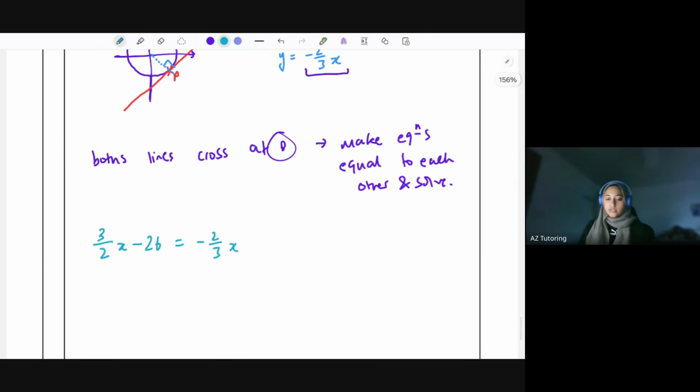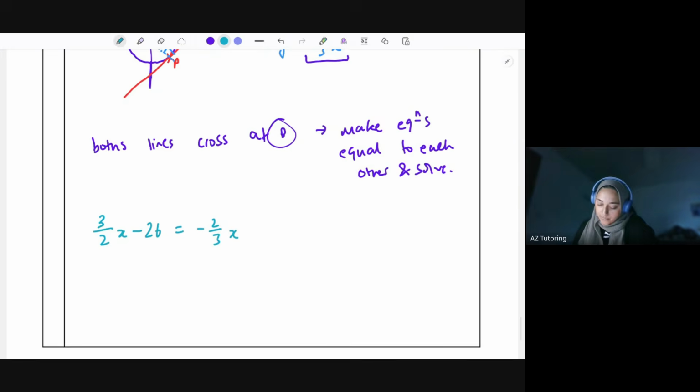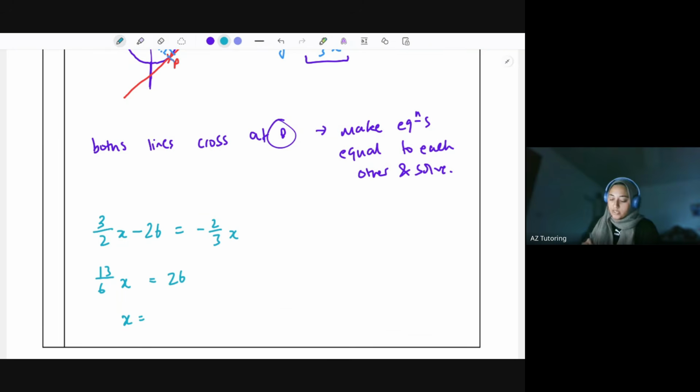So I'm going to bring all the x's to one side. I'm going to bring minus 2/3 x to the left-hand side. So 1.5, so 3/2 plus 2/3 gives me 13/6 x equals, I'm bringing minus 26 over to the right-hand side, so it becomes positive. To get x by itself, I need to do 26 divided by 13/6, and that just gives me 12. Now, I'm not finished there because I've only got the x part of P. I need to also find the y part as well.